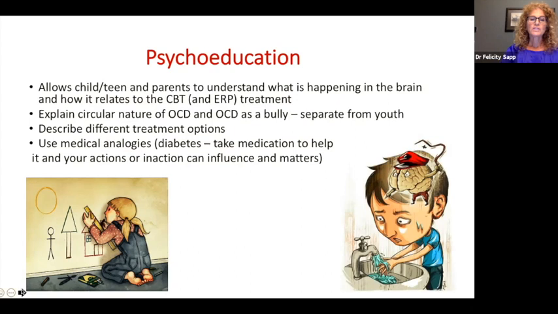I'm going to talk about the different treatment options, and if medication happens to be something we're considering or using, then we want to talk about how, even though you're taking medication, the actions you use, which basically is doing rituals or not, are going to influence and will matter. And so use medical analogies.